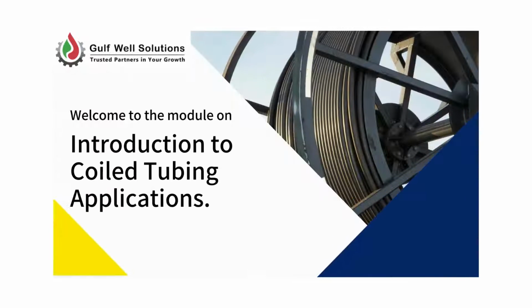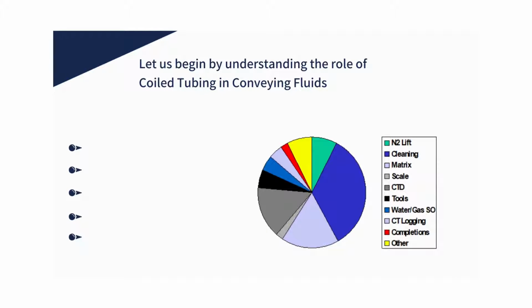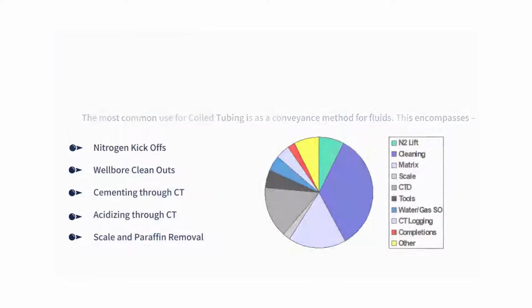Welcome to the module on Introduction to Coiled Tubing Applications. Let us begin by understanding the role of coiled tubing in conveying fluids. The most common use for coiled tubing is as a conveyance method for fluids. This encompasses nitrogen kickoffs, wellbore cleanouts, cementing through coiled tubing, acidizing through coiled tubing, scale and paraffin removal.